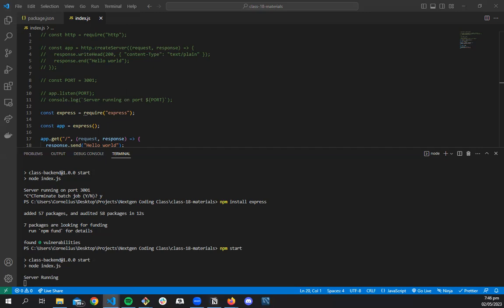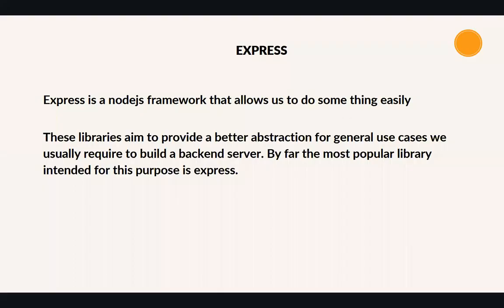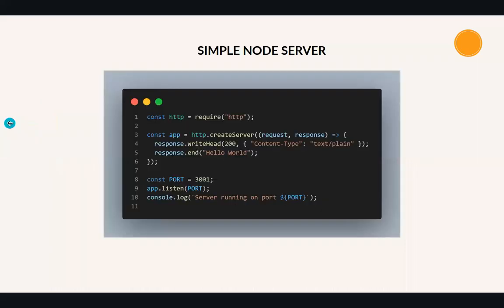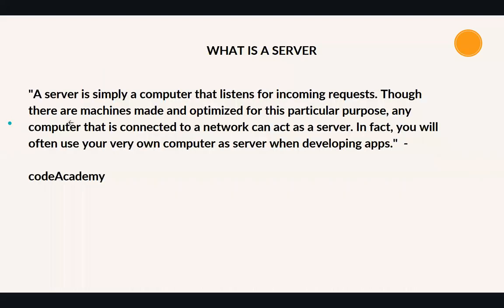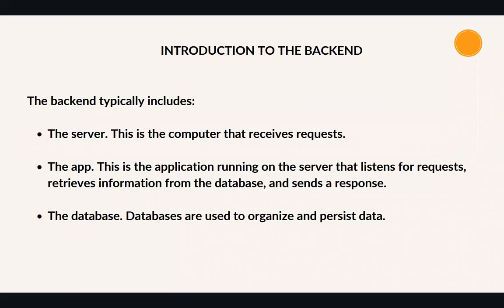So, just to go over what we're talking about, and hopefully we'll finish on time. We're talking about the server. Just to recap everything quickly, we said primarily our back end is comprised of three things. We have a server that is listening for requests. We have an application running on the server that is listening for these requests. And then we have a database that is storing and organizing these things.